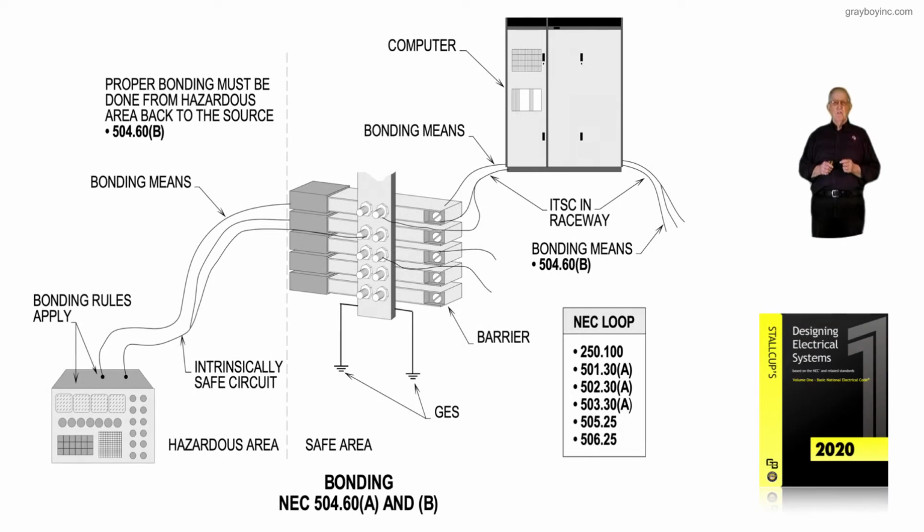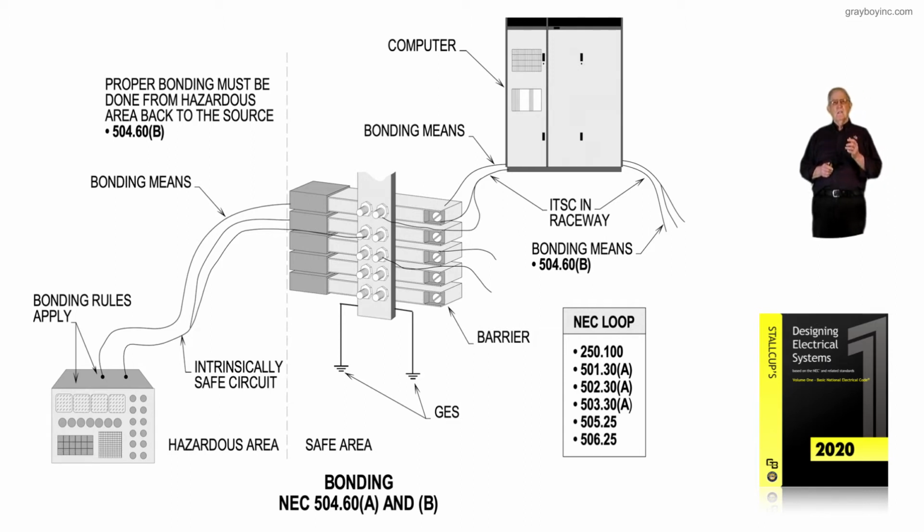Now, this illustration deals with bonding requirements, but the bonding requirements have to comply with NEC 504.60 A and B. A is in apple, B is in boy. And notice the bonding rules start applying with the intrinsically safe circuits that are connected to the equipment at the left-hand side bottom of the illustration. That's just showing an illustration of some intrinsically safe type equipment.